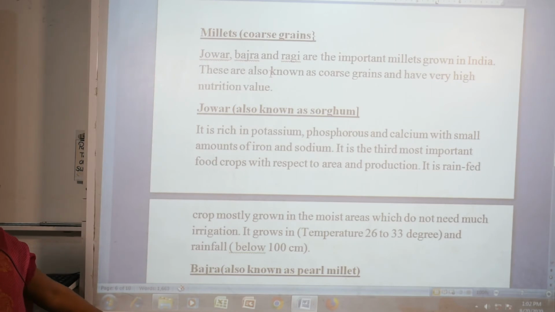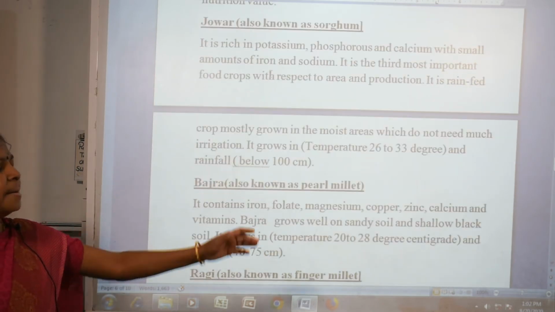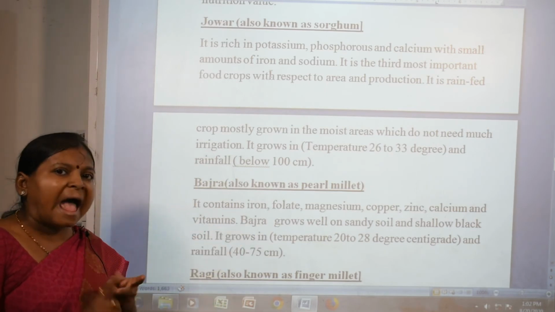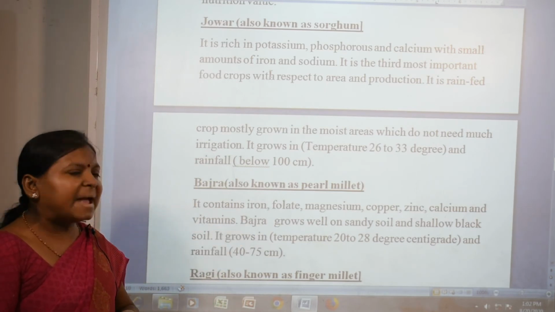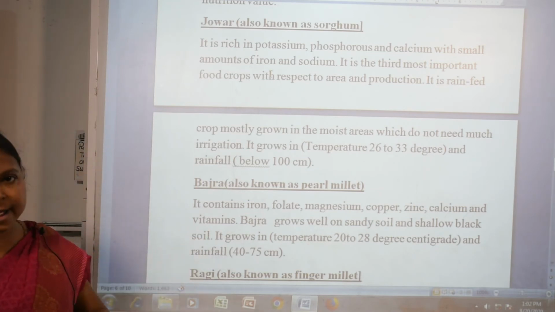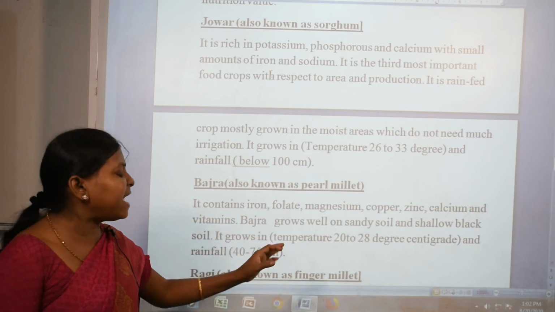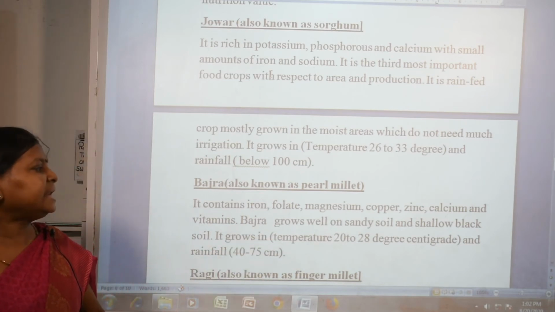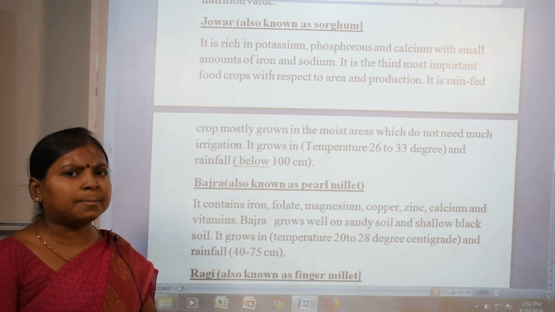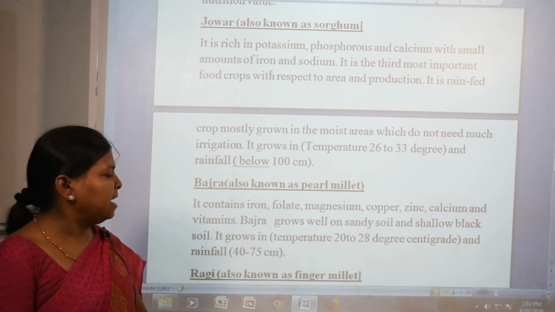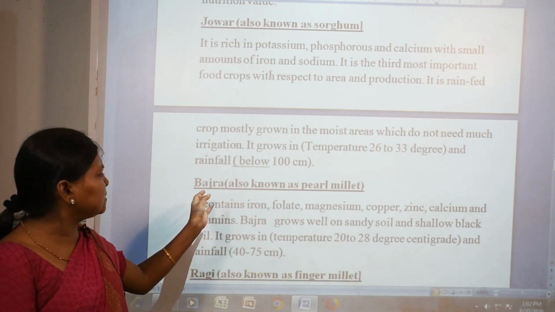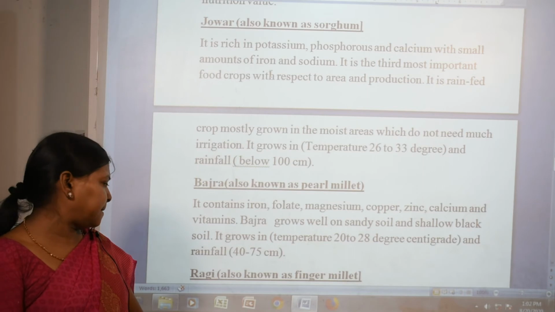Bajra. Bajra is also called pearl millet. It contains iron, folate, magnesium, copper, zinc, calcium and vitamins. Bajra grows well on sandy soil and shallow black soil. It needs temperature near about 20 to 28 degrees centigrade and rainfall of 40 to 75 centimeter. Mostly this crop is grown in Rajasthan.